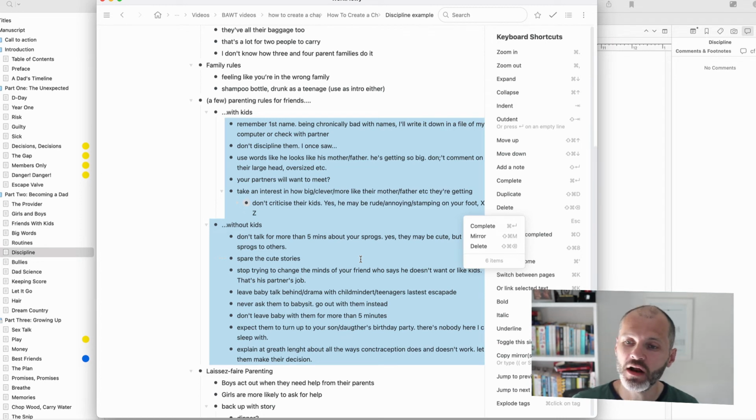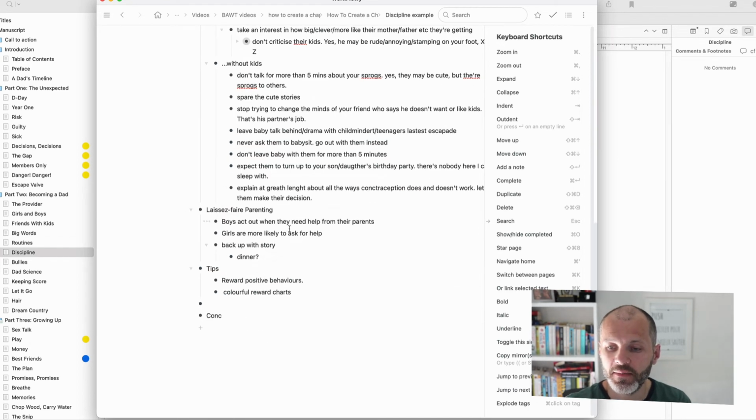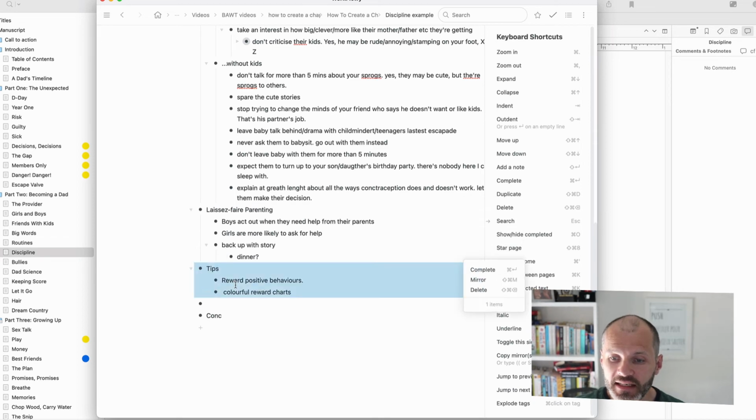And again, not all of this made it into the final draft. This simply served as prompts for me to write the first draft, which was over 3,000 words. And then I took out the bits that didn't make much sense. Then I had a section called laissez-faire parenting, which almost made it into the book verbatim, and then had the tips that I wanted to hit in the chapter.